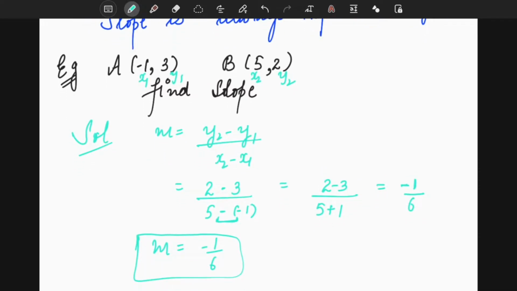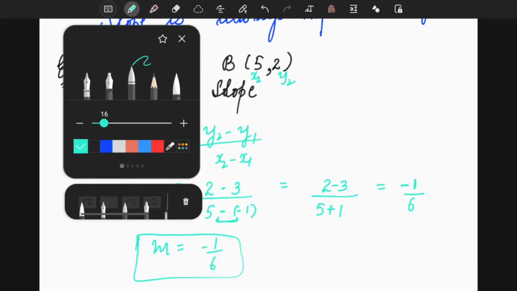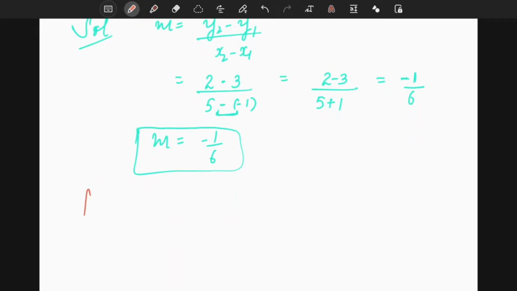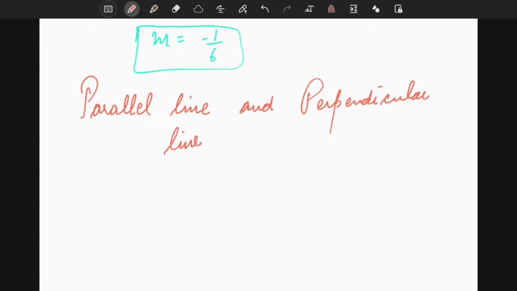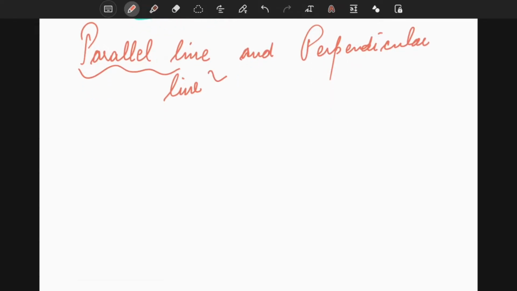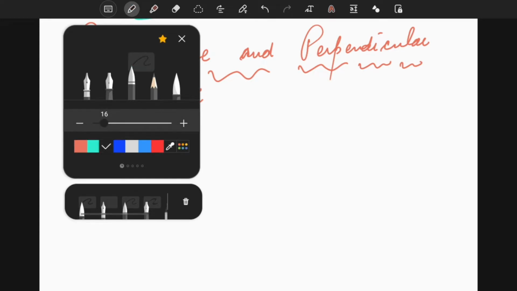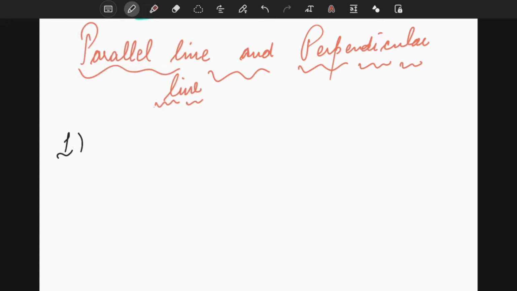After that, we know we have types of lines. One is parallel line and another is perpendicular line. Now we will learn how to find slopes of parallel lines and perpendicular line. Okay, first we start with parallel.